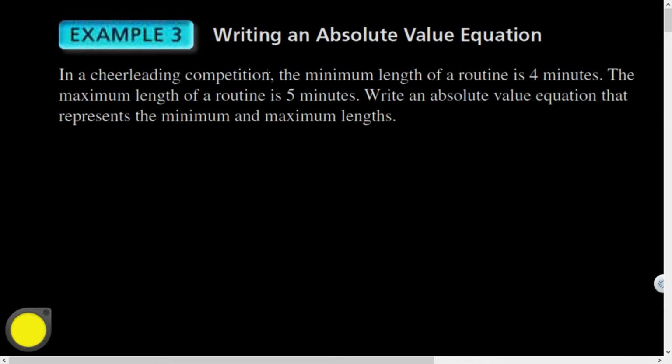It says, oh, check this out. It says in a cheerleading competition, the minimum length, so smallest length of a routine is 4 minutes. The maximum length is 5 minutes. And then they tasked us with writing an absolute value equation that represents the minimum and maximum lengths.